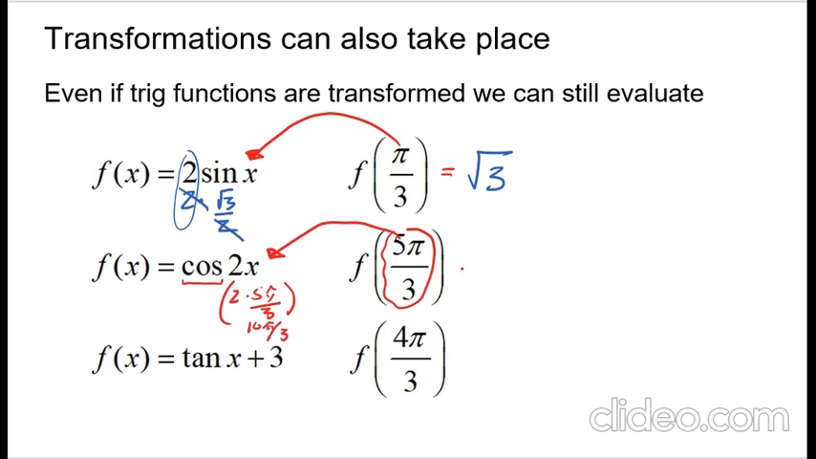So now, let me clean this up. I have cosine of 10 pi over 3. It's important that you realize in this first question, the 2 is on the outside. So I found sine of pi over 3 first, then I multiplied by 2. This time the 2 is on the inside, so I have to multiply the 5 pi over 3 by 2 first. Now I need to find cosine of 10 pi over 3.